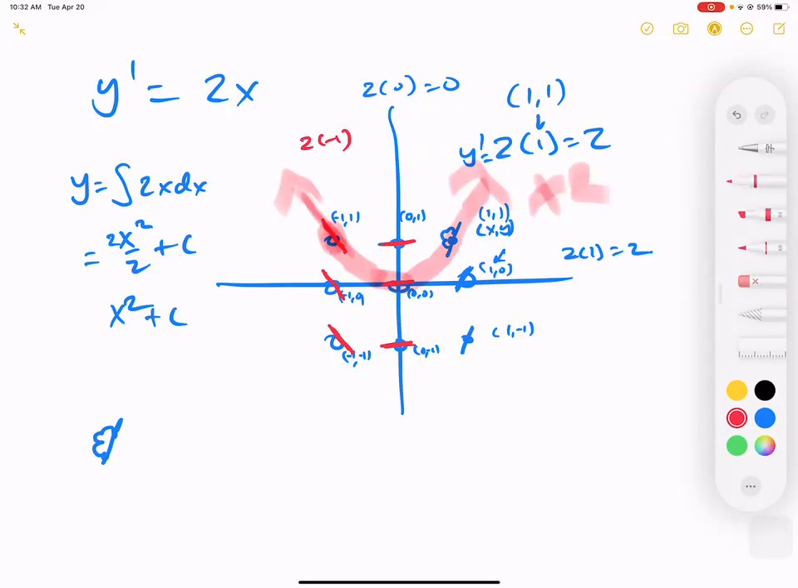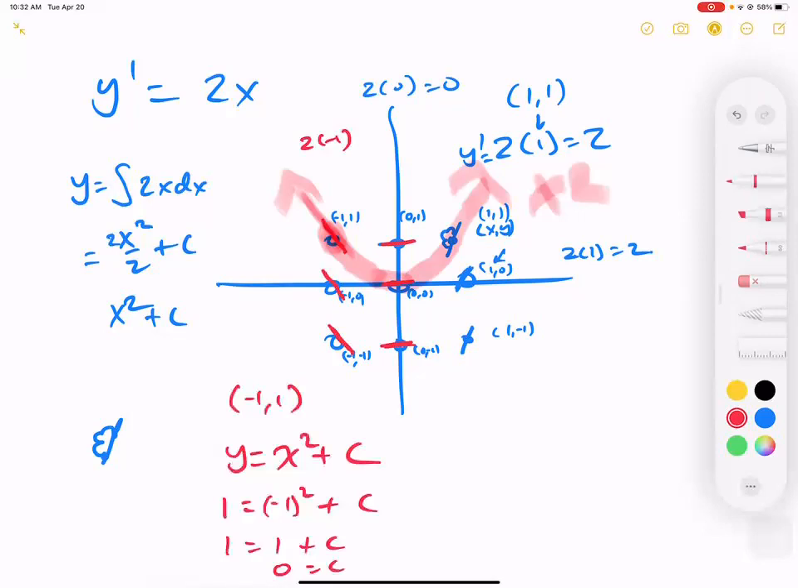If I give you a point, 0, 0 is the point, 1, 1, 1, negative 1, I'm sorry, 1, negative 1. If I said y is equal to x squared plus c, all right? And if I plugged in x and y is negative 1, 1, so 1 equals negative 1 squared plus c, 1 is equal to 1 plus c, c would be 0. So the graph that we graphed right now was y is equal to x squared. So we can come up with the graph that we're expecting to get from this slope field by plugging in our x and y value.